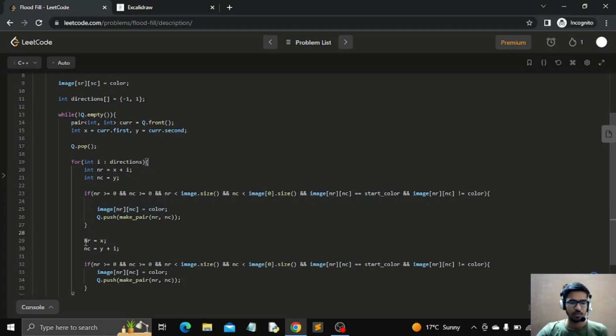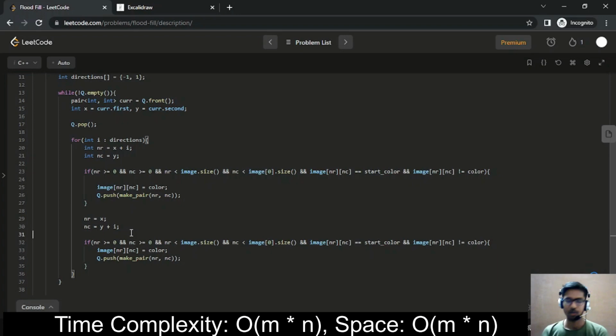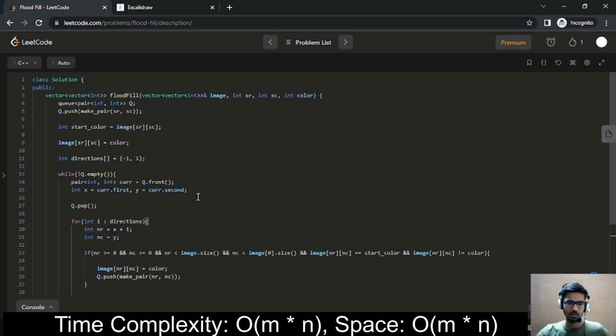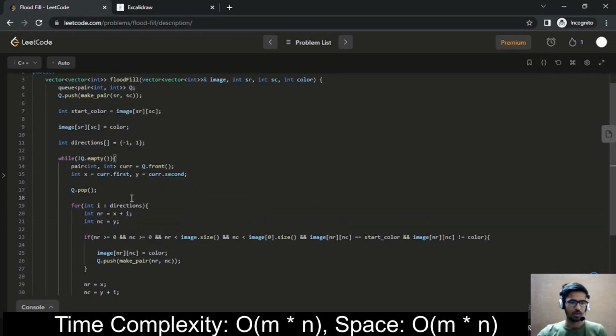In the same way, if we subtract 1 from the y coordinates, it means that we are checking the cell which is immediately below the current cell. And if we add 1 to the y coordinates, it means that we are checking this cell which is above the current cell, right? And if this cell coordinates are also valid, we will change the value of this cell to the new color, and we will add the coordinates to our queue like we did before. At the end, we will get our modified image matrix, and we will return that matrix. So this is the simple solution. You can go through this code, and I hope it was clear.